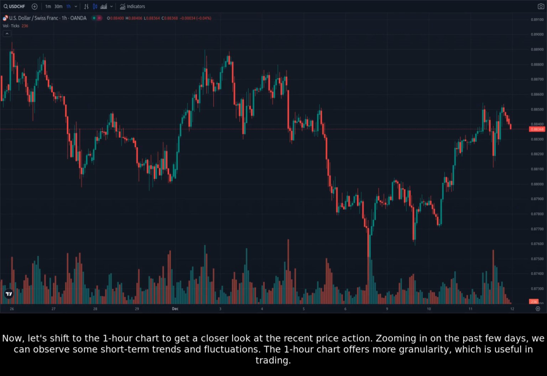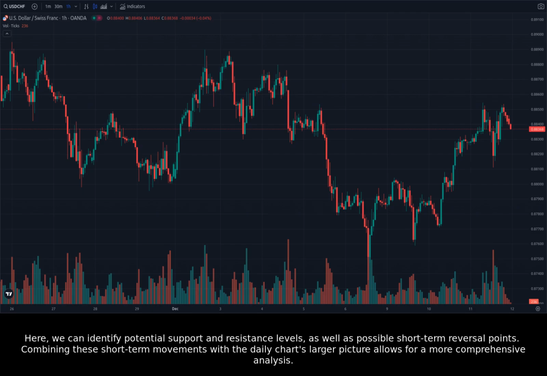Now, let's shift to the 1-hour chart to get a closer look at the recent price action. Zooming in on the past few days, we can observe some short-term trends and fluctuations. The 1-hour chart offers more granularity, which is useful in trading. Here, we can identify potential support and resistance levels, as well as possible short-term reversal points. Combining these short-term movements with the daily chart's larger picture allows for a more comprehensive analysis.